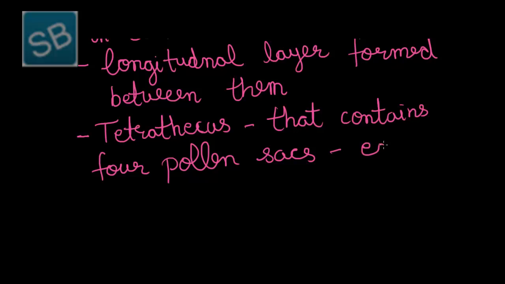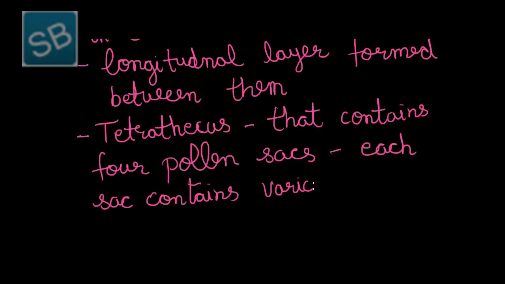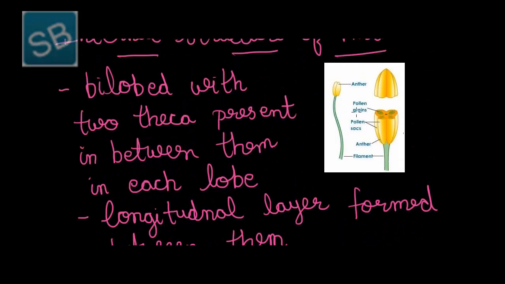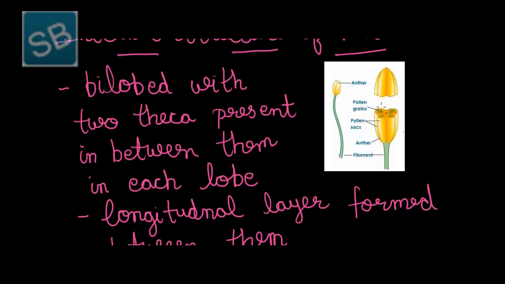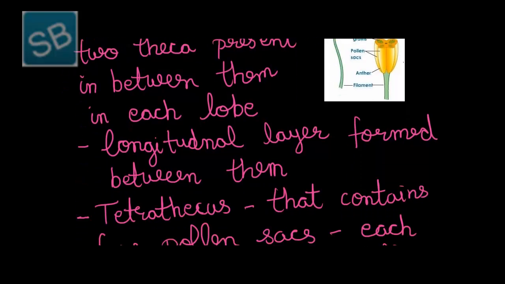And each sac contains various pollen grains. Thus, as it can be seen from the figure, the pollen sacs that contain pollen grains dehisce in various ways through pollination, and thereby the reproduction process starts. Thus, the anther appears to be a tetragonal structure, that is, it possesses four microsporangia, which bear the pollen sacs.